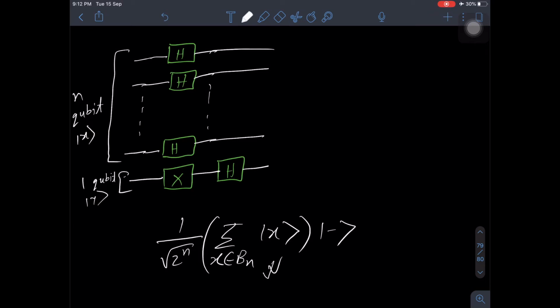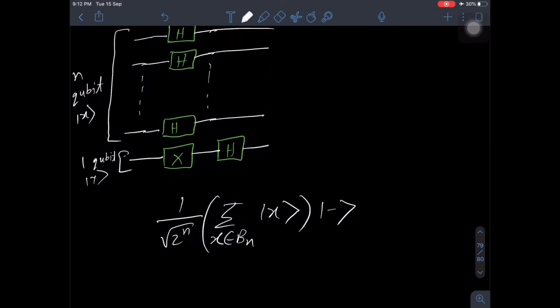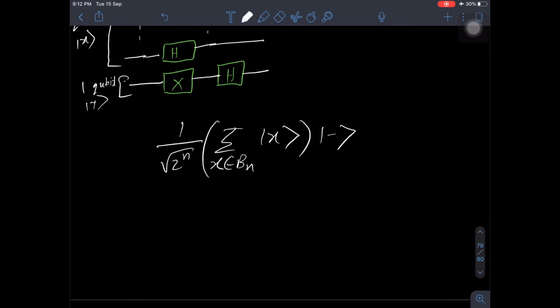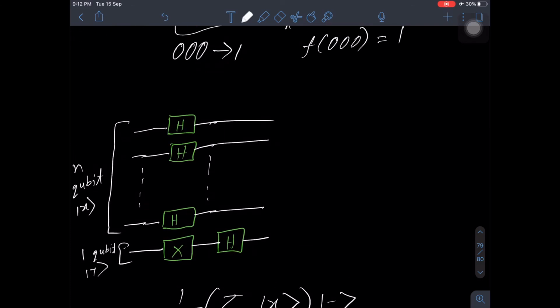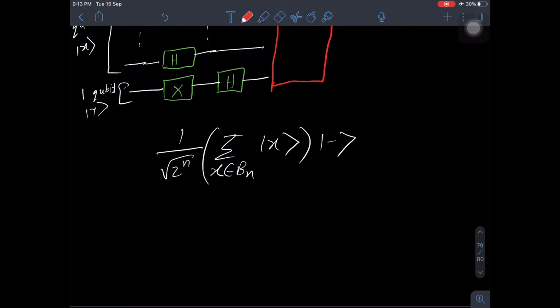All right, so what else? Now what we want to do is apply the oracle. I'm just writing it in a red box, but what it does, this is just UF. It should be capital. This is nothing but UF. So what does this UF do?